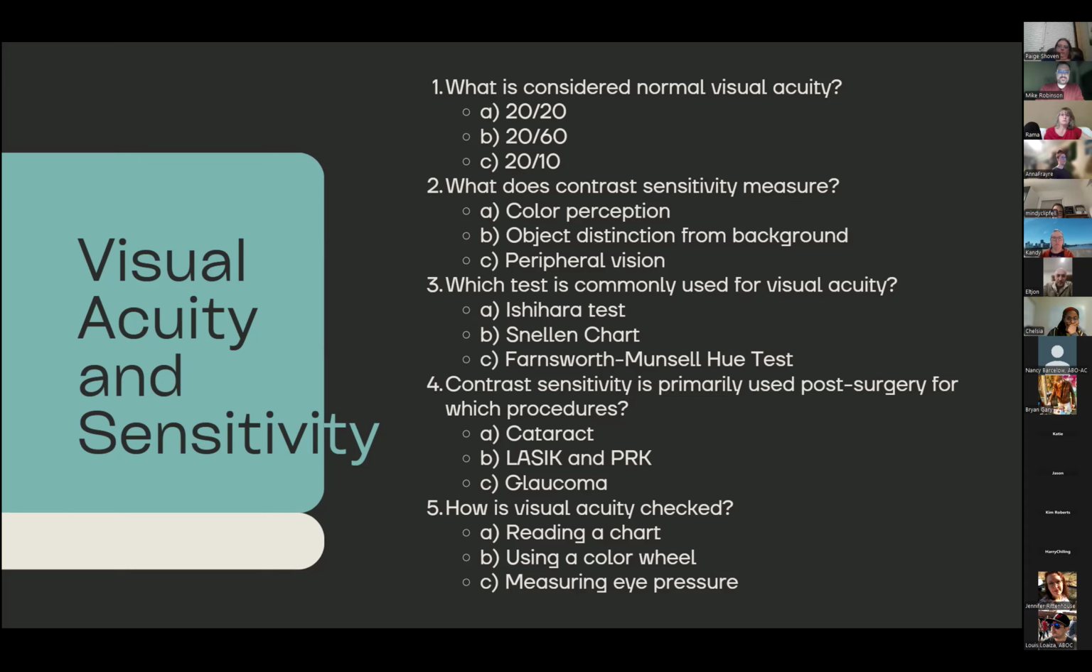Okay. That's the word where it says primarily used. Because I did look to see that it's not used in all tests, and it is used before and after some surgeries. So I think cataract could fall into that. Right. I don't know that glaucoma would, but definitely LASIK and PRK. And again, it could be based on region. I don't know that I've ever done a contrast sensitivity test, but I've not had any of those conditions.